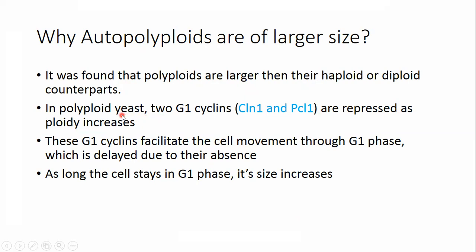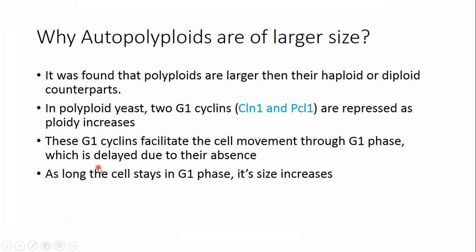Reason is that it was identified in the polyploid yeast that two G1 cyclins, CLN1 and PCL1, these are repressed as ploidy increases. जैसे जैसे ploid sets की addition होती है तो ये जो G1 cyclins हैं ये suppress हो जाती हैं, ये अपना function perform नहीं करती हैं. अब ये जो दो G1 cyclin proteins हैं इनका function क्या है कि they facilitate the cell movement through the G1 phase and if these two G1 cyclins are repressed, so G1 phase में movement easily नहीं होगी.